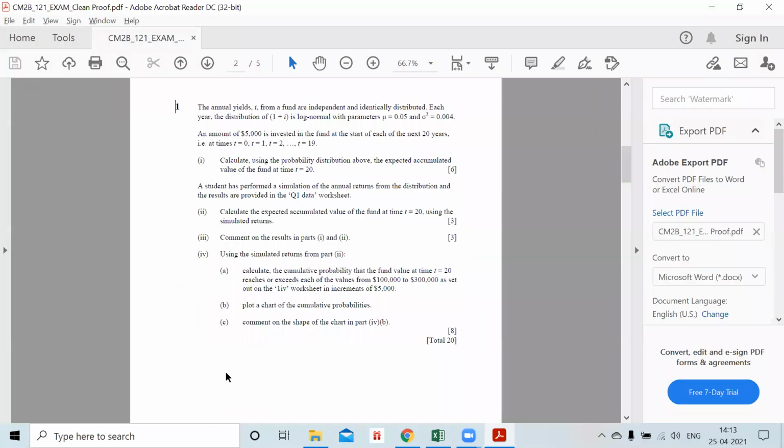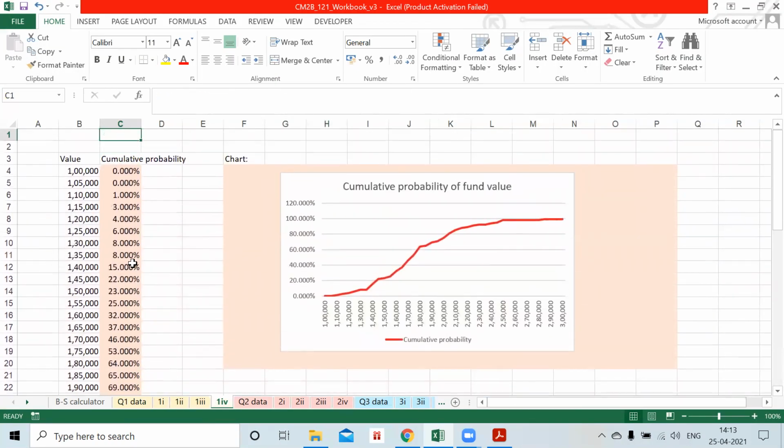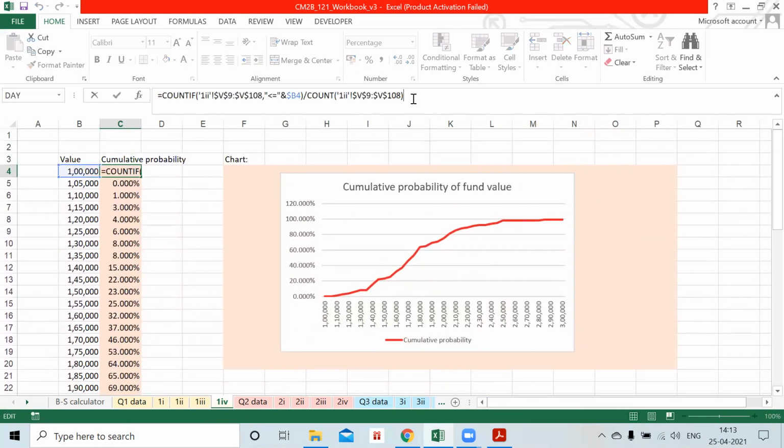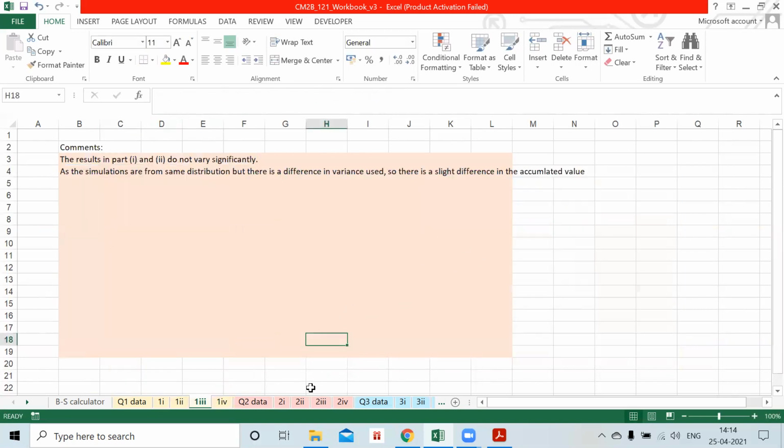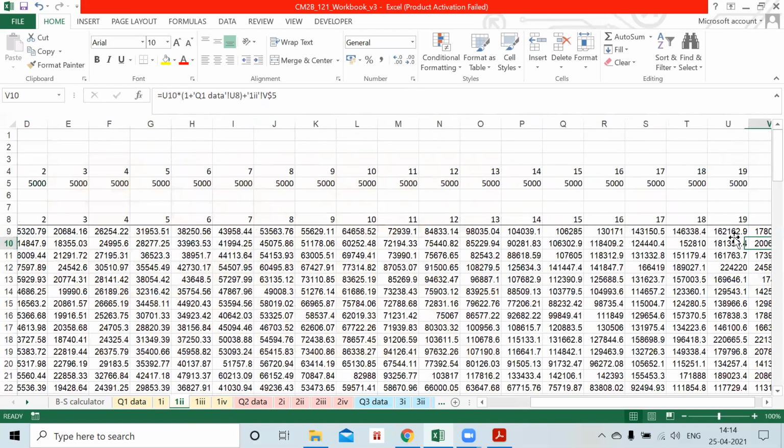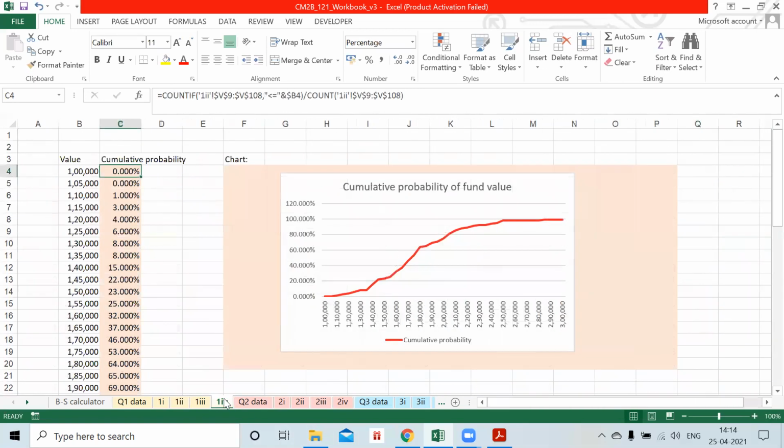And then the fourth part says: using simulated returns, calculate the cumulative probability that the fund value at time t equals 20 reaches or exceeds each of the values from 100,000 to 300,000 as set out on the worksheet, with increments of 5,000. So we have taken a cumulative probability where I've taken less than or equal to this value, COUNTIF less than or equal to, on the fund value which I've calculated in part 2, divided by the total count of the values.